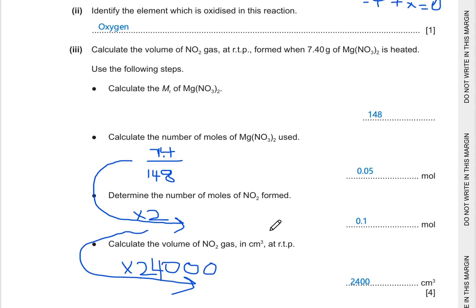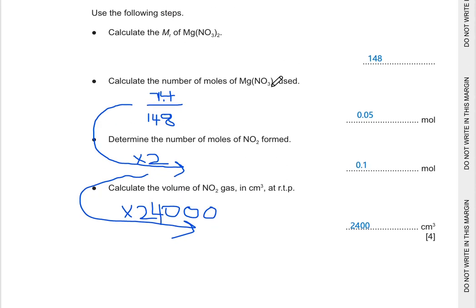Calculate the volume of NO2 gas at RTP formed when 7.4 grams of Mg(NO3)2 is heated. Use the following steps. So we calculate the Mr of Mg(NO3)2. That's going to be 148. We can use a periodic table. Count the nucleon number, not the proton number. Calculate the number of moles of Mg(NO3)2 used. We use the formula mass over Mr to get the moles. Determine the number of moles of NO2 formed. The ratio of Mg(NO3)2 to NO2 is 1 to 2. So we just multiply this to get the number of moles of NO2 formed. So that's going to be 0.1.